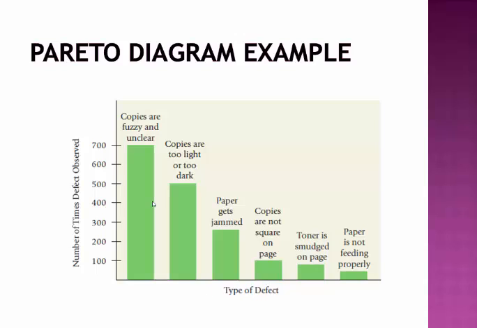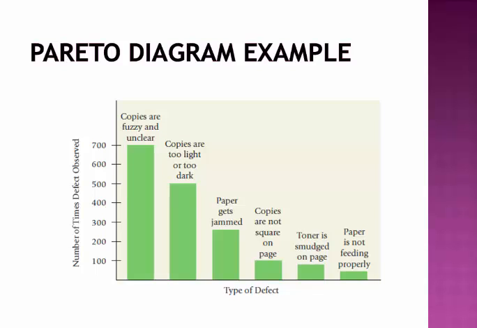Now, depending on how the company wants to deal with these things, we need to somehow prioritize the issues that we need to take care of. So copiers are fuzzy and unclear. I would say that our customers are not going to jive with that kind of reaction from the copy machine that they're spending lots of money to purchase. So we need to take care of that.